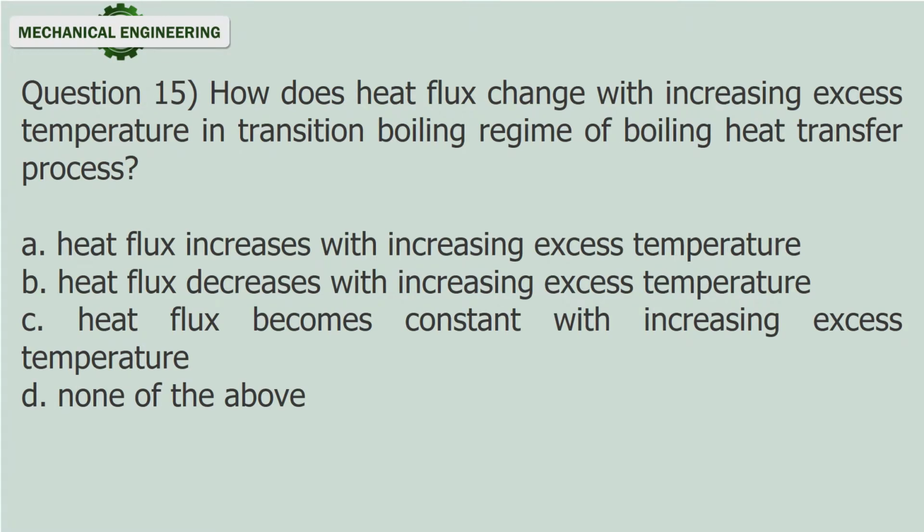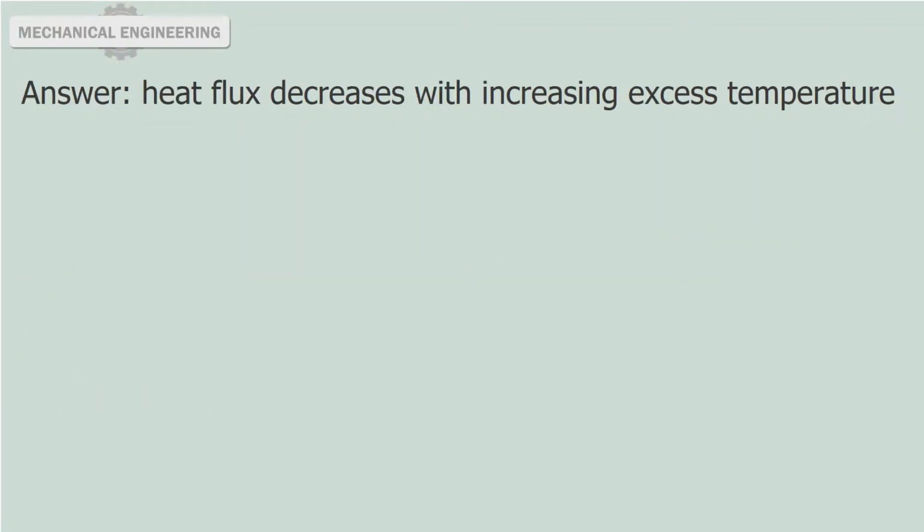Question 15. How does heat flux change with increasing excess temperature in transition boiling regime of boiling heat transfer process? A. Heat flux increases with increasing excess temperature. B. Heat flux decreases with increasing excess temperature. C. Heat flux becomes constant with increasing excess temperature. D. None of the above. Answer: heat flux decreases with increasing excess temperature.